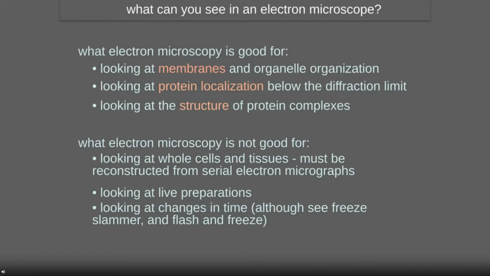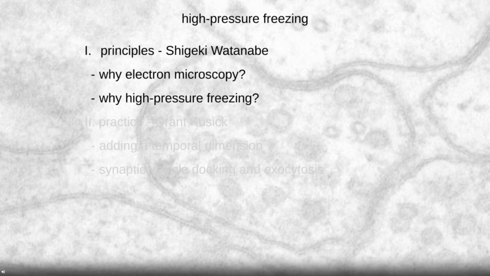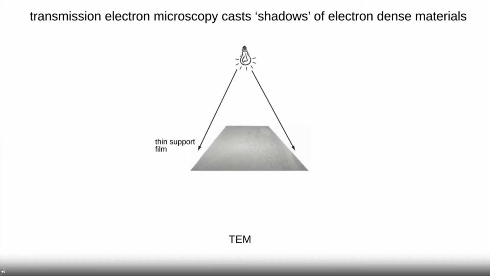Okay, and so I hope that I was able to convince you that the electron microscopy is really great at looking at the structures and things that we care about. But why do we have to use the high pressure freezing? And so the reason for this is quite simple. This is because we are using electrons as a source of imaging.